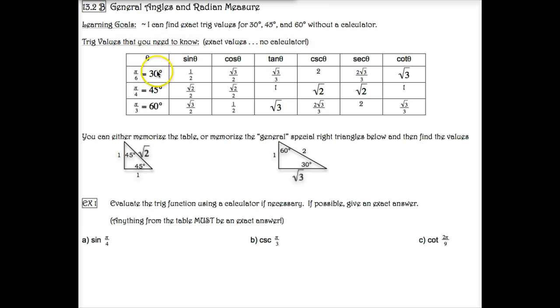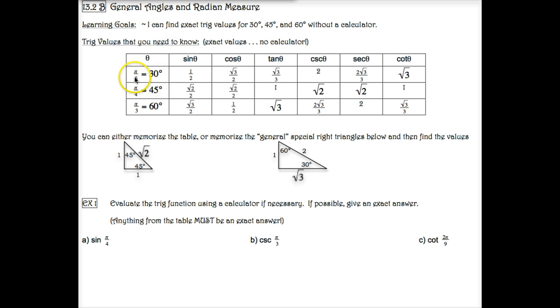So here is what you need to know. Now, it doesn't necessarily mean it all needs memorized. Pieces of it you should memorize, but it doesn't mean that everything in this table needs memorized. But you need to be able to find them, and find them relatively quickly.